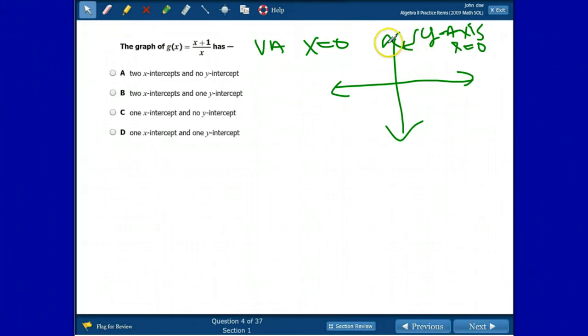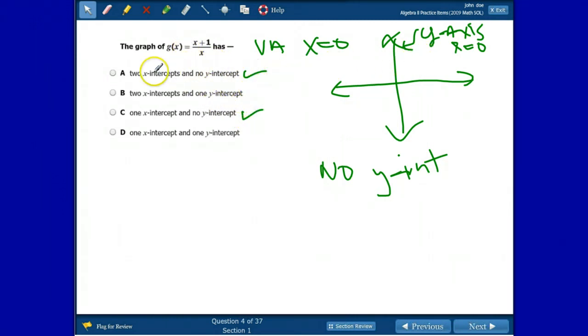So you've just told me that basically the graph can't cross this line. If the graph can't cross this line, then there are no intercepts possible, because y-intercepts are what cross the y-axis. So if nothing's allowed to cross the y-axis, then there's no y-intercepts. So that leaves you with this one, and this one is a choice.